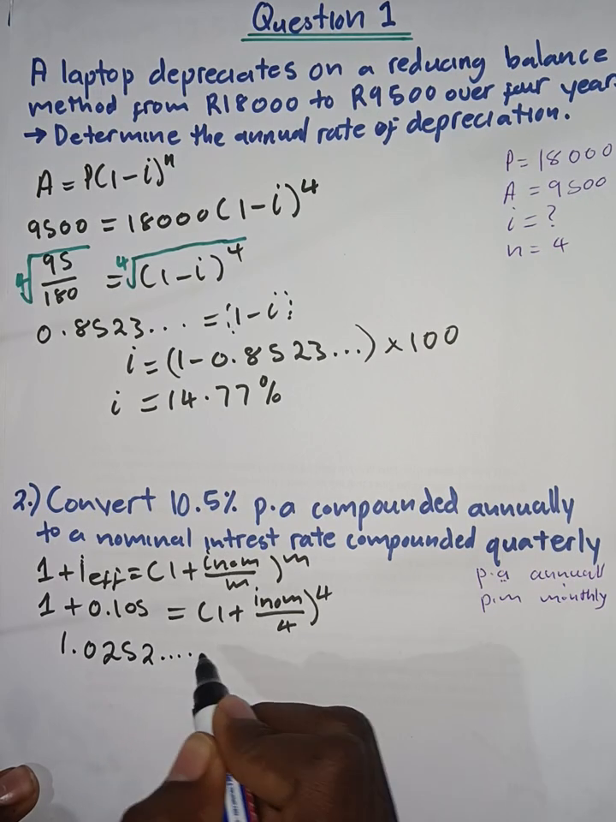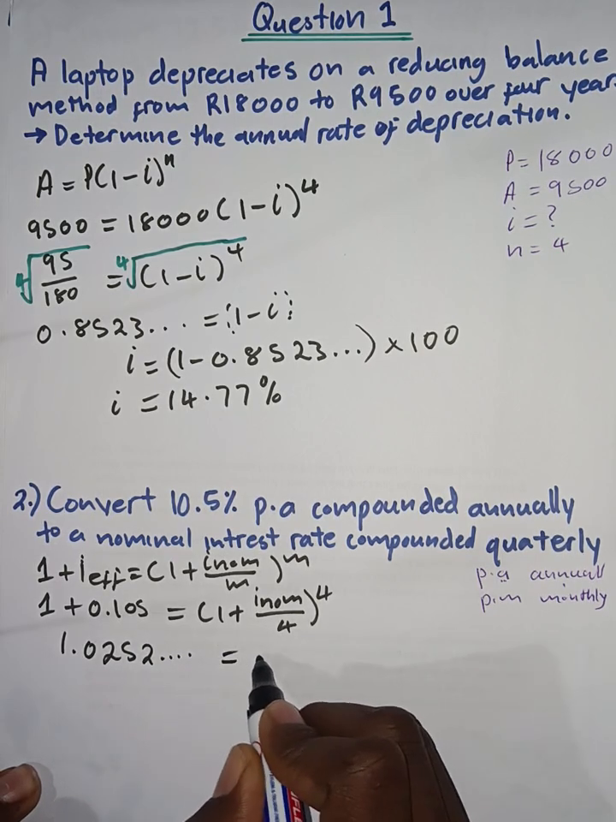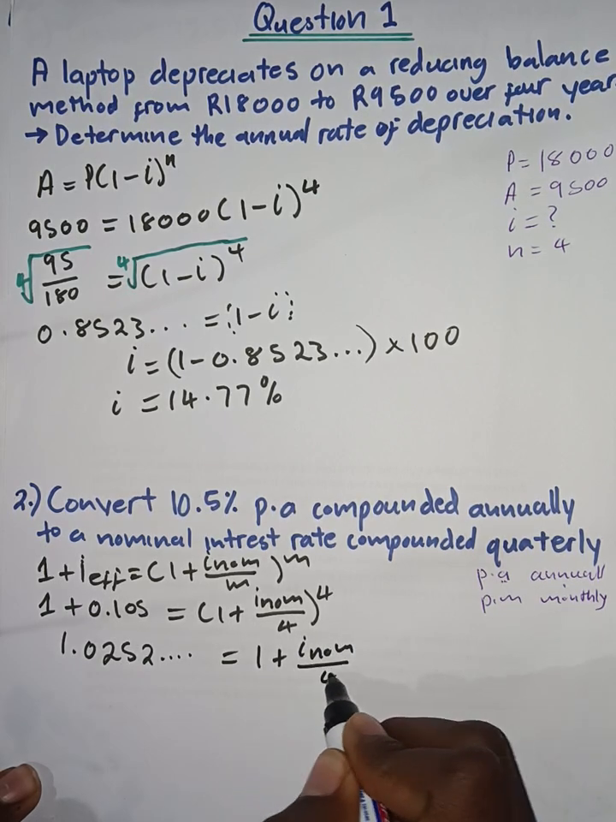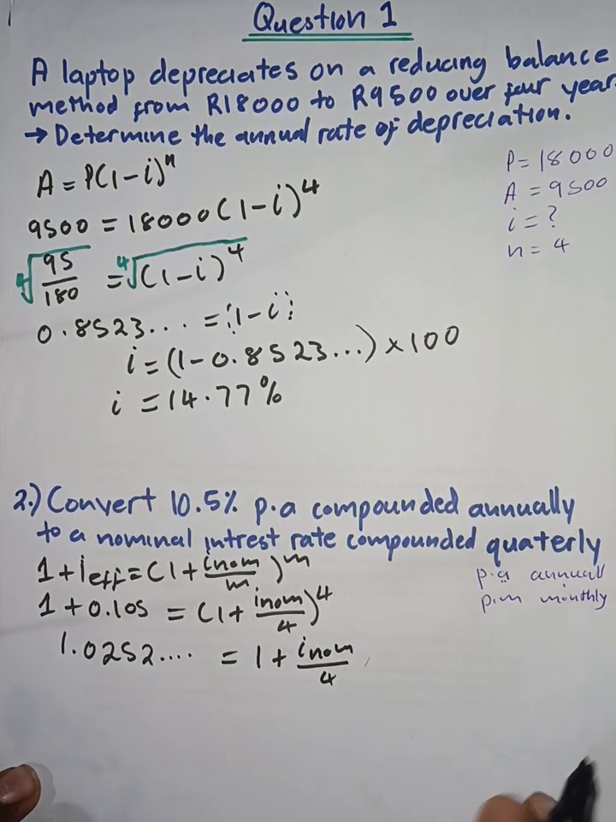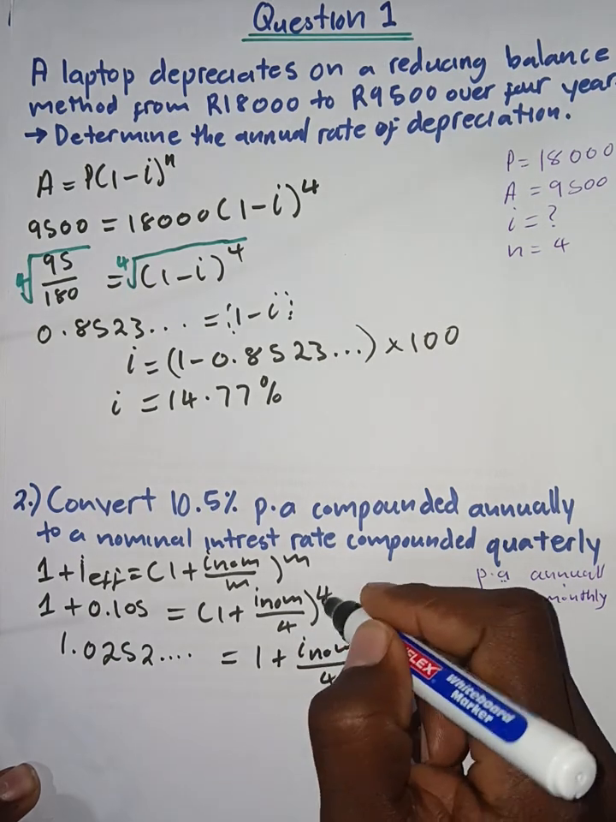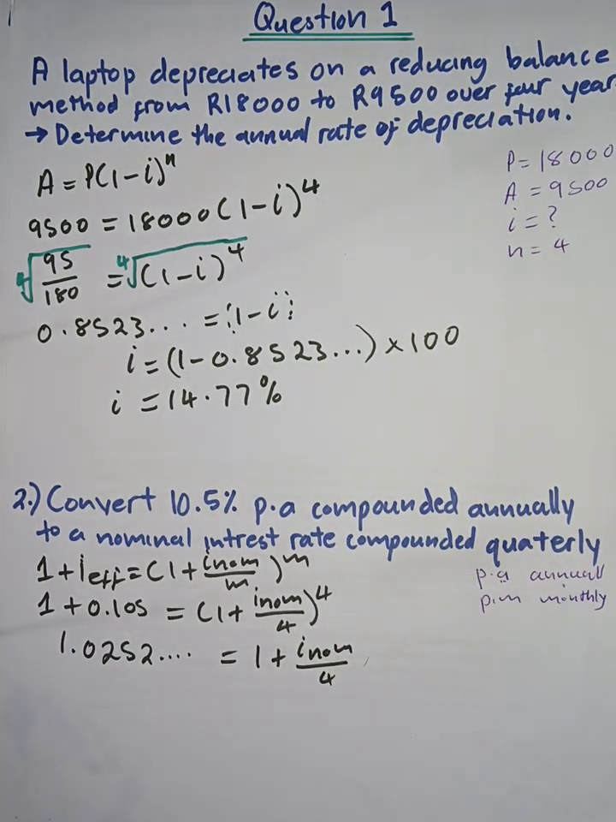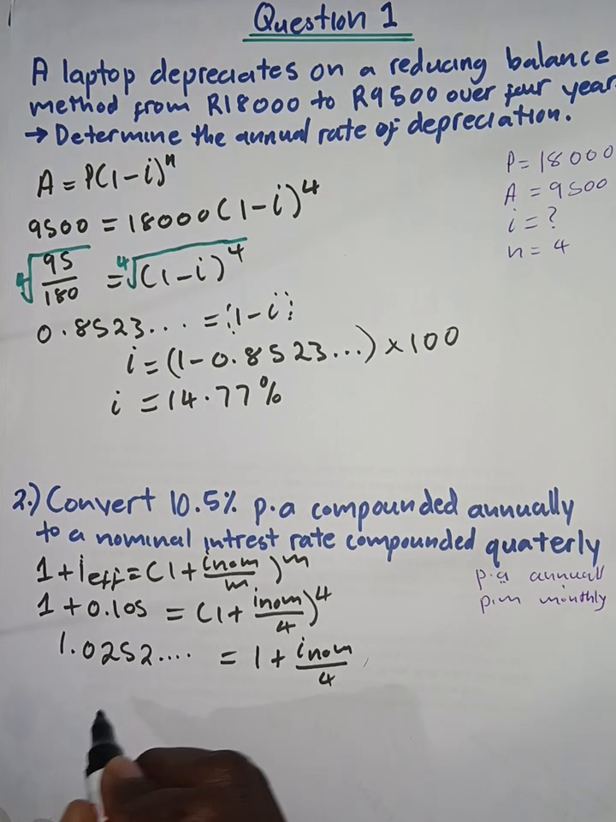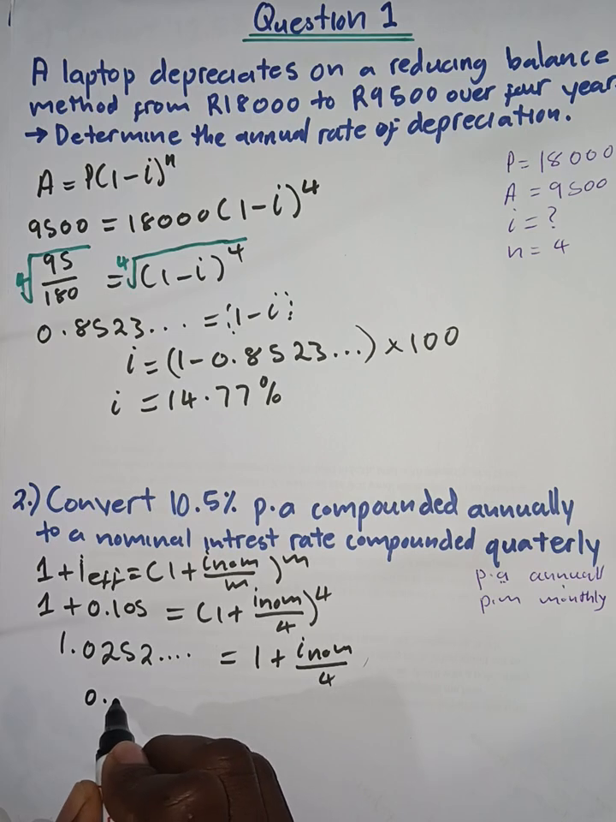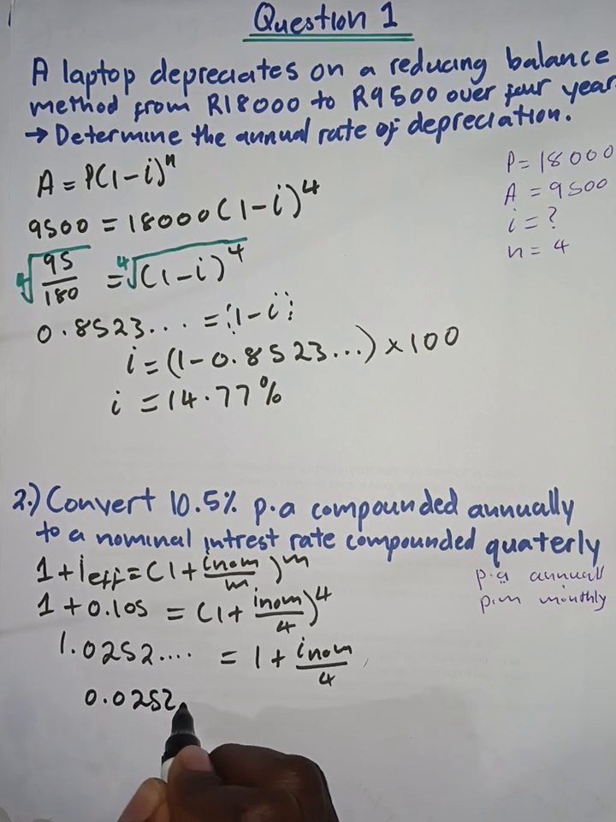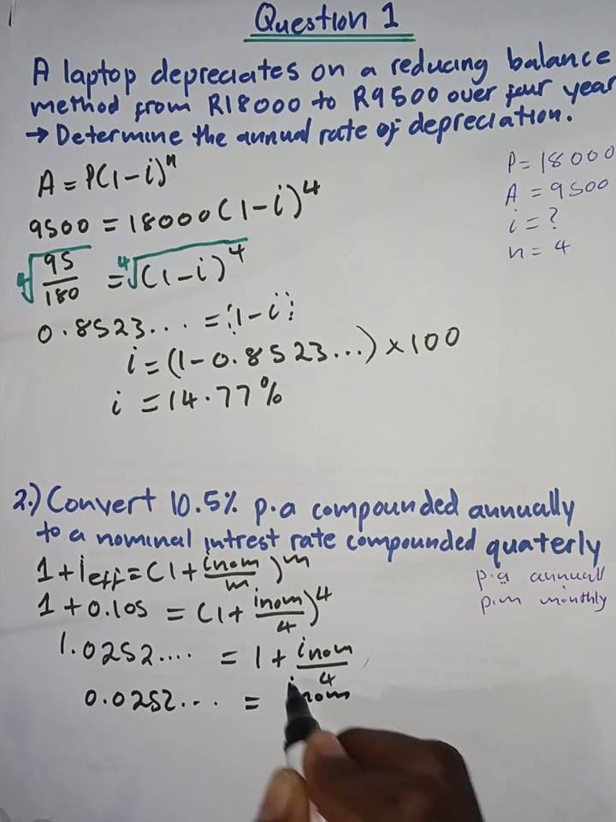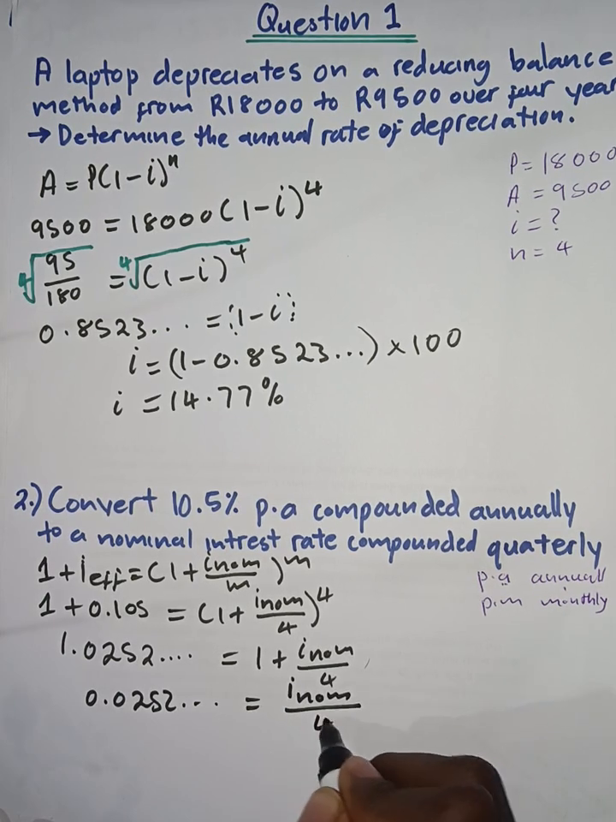1.0252 and some other decimal. So that would be equal to 1 plus i norm divided by 4. Now remember that bracket would disappear, since we don't have that to the power of 4. Of course, in this case, what you would do next is subtract the 1 on both sides. So this would be 0.0252 and some other decimal, which would be equal to i norm divided by 4.